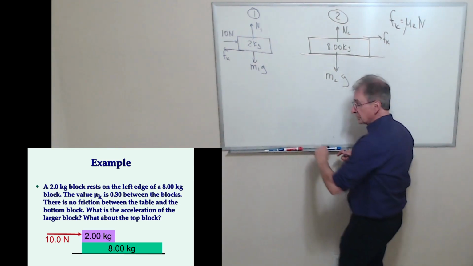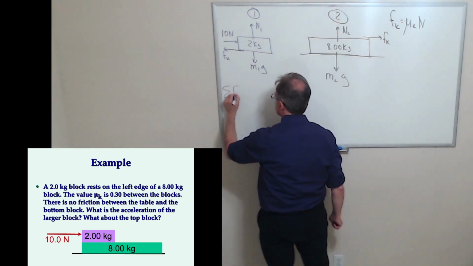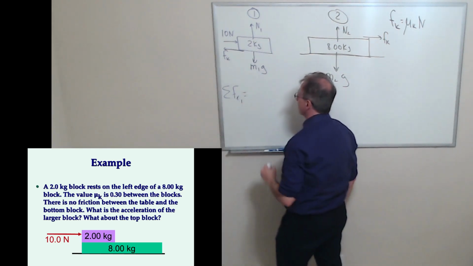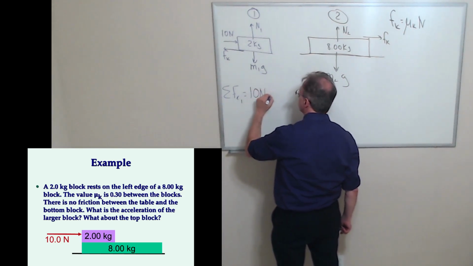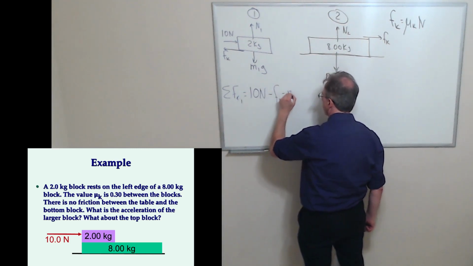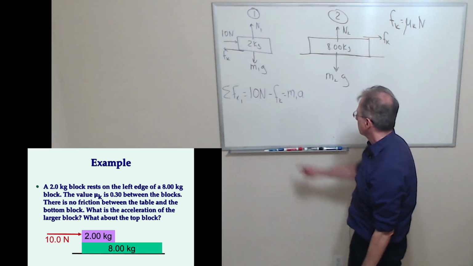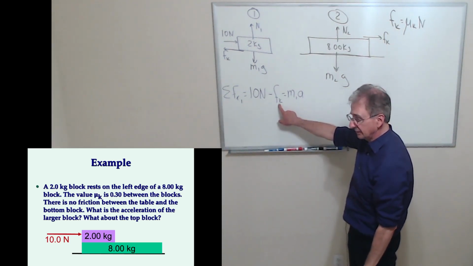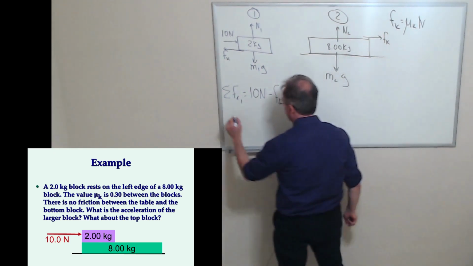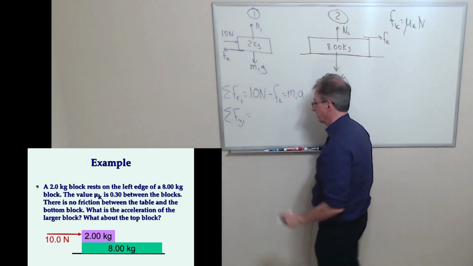Okay, let's sum the forces acting on this object. Let's sum the forces in the x direction on object 1. We have the 10 Newton force to the right, and then the force of kinetic friction to the left, and according to Newton's second law, it's equal to ma. Now, because this depends on the normal force, I have to figure out the normal force. And so that means I have to sum the forces in the y direction on this object.